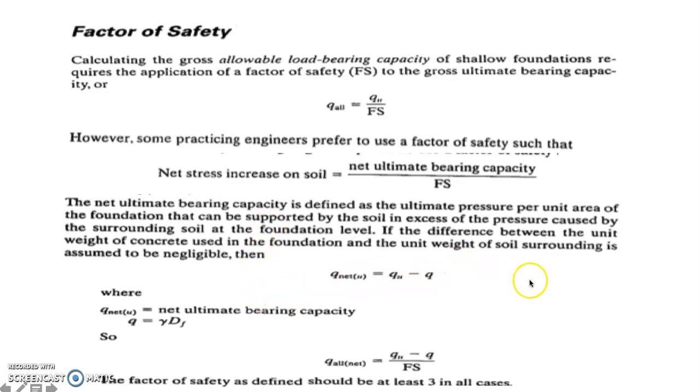So if the difference between the unit weight of concrete used in the foundation and the unit weight of the surrounding soil is assumed to be negligible, you have this expression that the net ultimate bearing capacity is equal to the ultimate bearing capacity subtracted by our surcharge. So you have this equation, and if you want to compute our net allowable bearing capacity, you can have this equation, q sub u minus q, all over the factor of safety, wherein for the factor of safety, we have considered at least 3 for all cases.